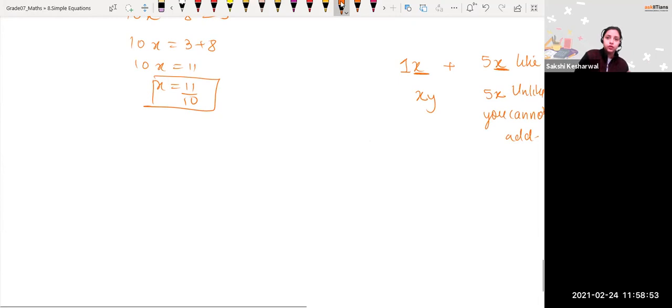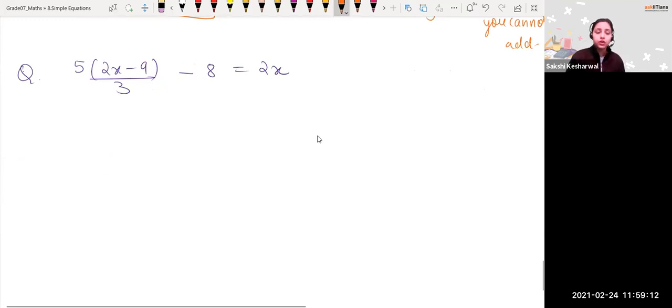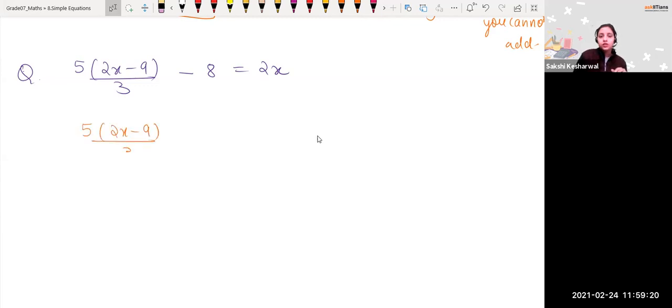Now, if I give you one more question like this, just see. I'll make it a little bit tougher: 5 into 2x minus 9 by 3 minus 8 is equal to 2x. Now this is a little bit tough question. Just see what you will be doing over here. There are two ways. Either you transpose this 8 to this side, right? So 5 times 2x minus 9 by 3 is equal to 2x plus 8.